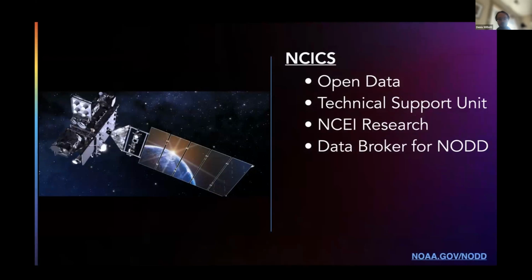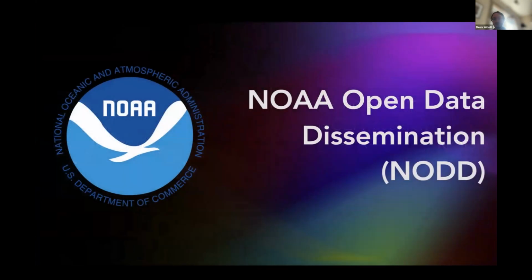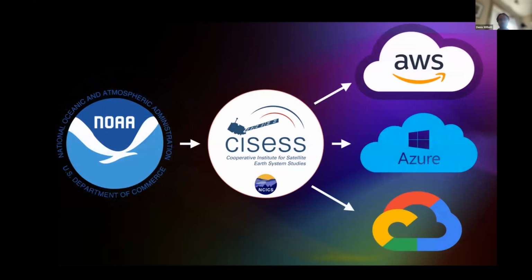And we're going to be coming at it from an interesting perspective. So I work for the North Carolina Institute for Climate Studies, and we work extensively with open data in a couple of different avenues. We support the technical support unit for the National Climate Assessments. Through our role as a cooperative institute, we support NOAA research at NCEI, and we're also the data broker for the NOAA Open Data Dissemination Program, which is what we're going to be focusing on today. At our institute, we support NOAA's mission to provide environmental data at scale to anybody who wants it in a free and open manner through the NOAA Open Data Dissemination Program.